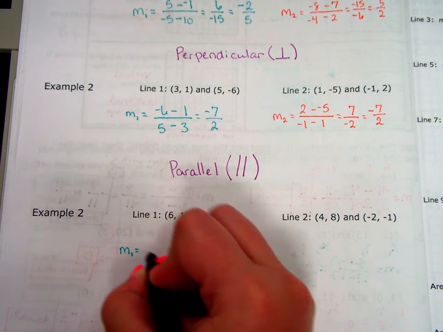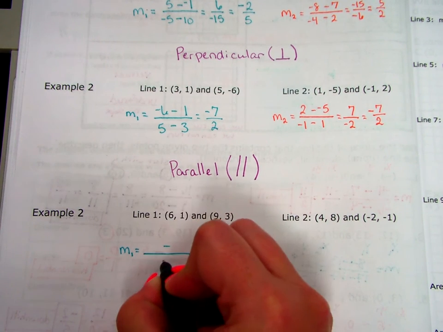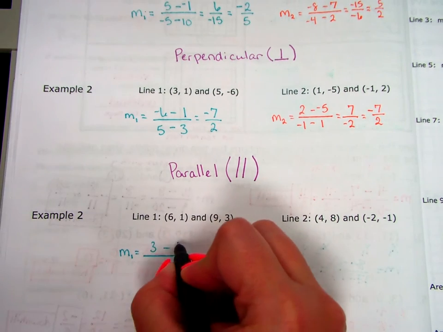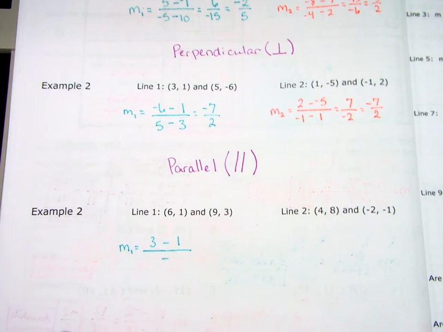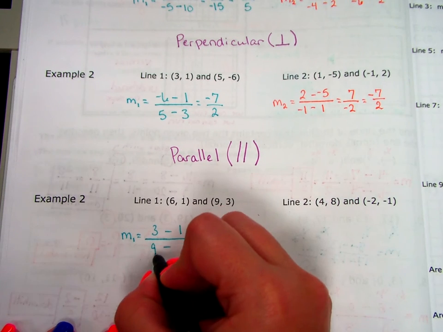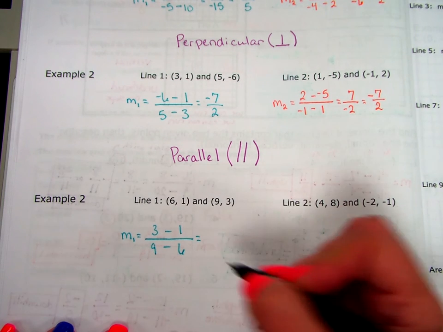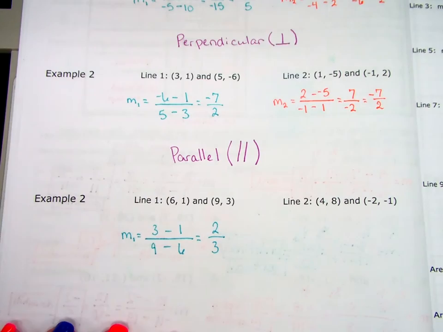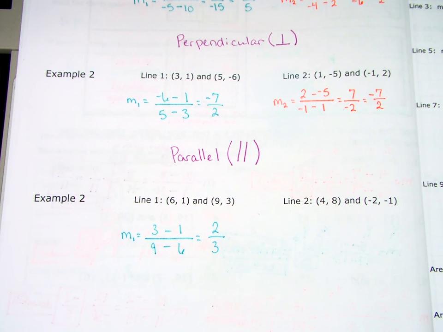my slope 1 equals, what's going to go in the numerator? 3 and 1. What's going to go in the denominator? 9 and 6. 3 minus 1? 2. 9 minus 6? 3. Can that reduce? No. Nope, so we're done there.